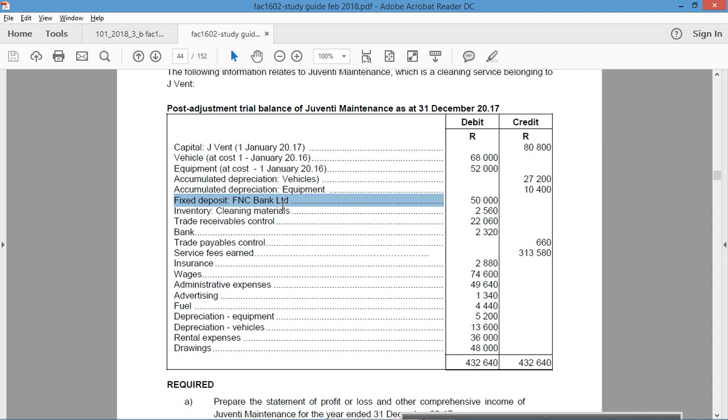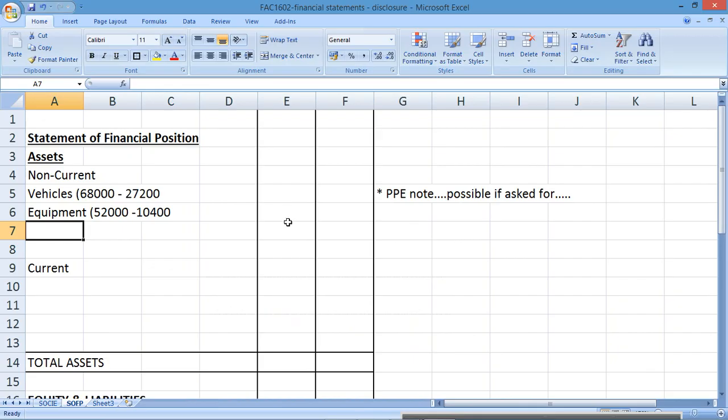We're not doing a bank recon in this module. That was covered in 1502. It's not in this one, so you don't have to worry about that. So fixed deposit will go where? It's an asset. So what did you say it was initially? I left it out. Okay, so now we know what it is.